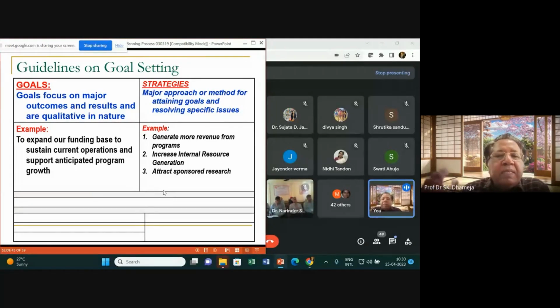What could be the strategies? The major approaches or methods for attaining the goals and resolving specific issues. For example, if you wish to fulfill this goal, the strategies could be: number one, generate more revenues from the programs. You're offering a lot of programs, like computer sciences, mechanical, a lot of programs. So generate more revenue from them.